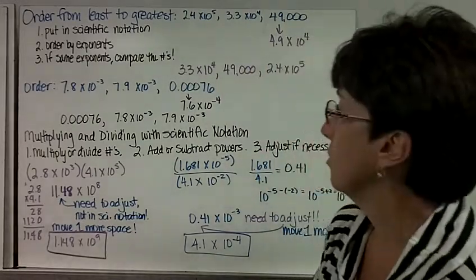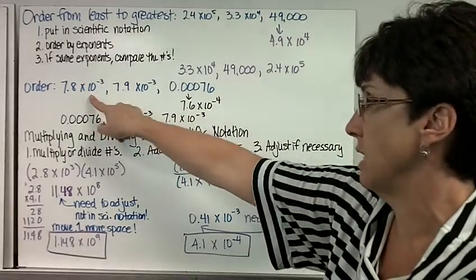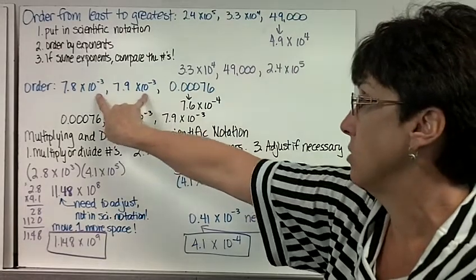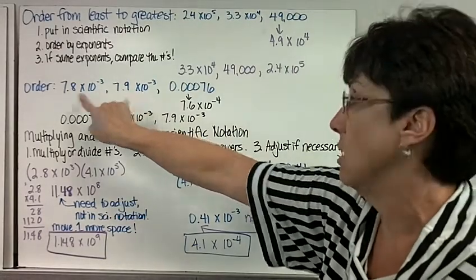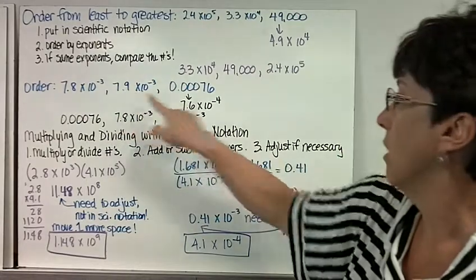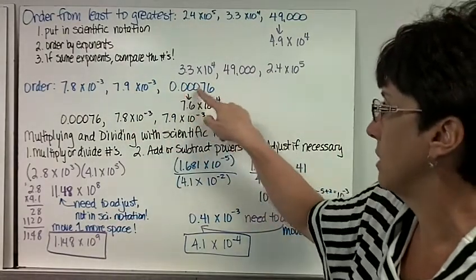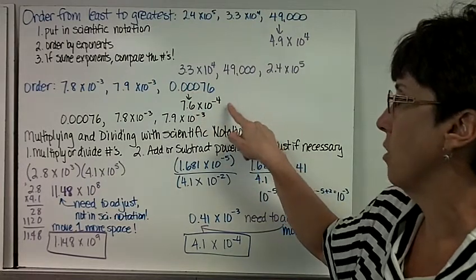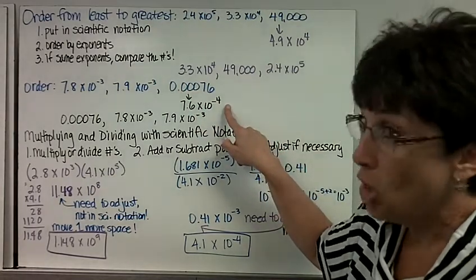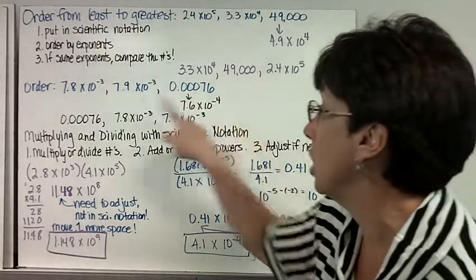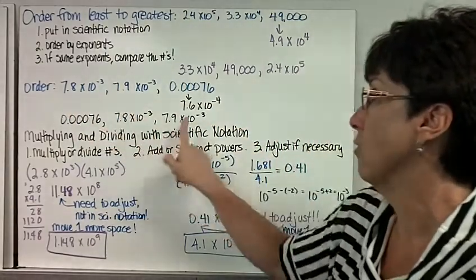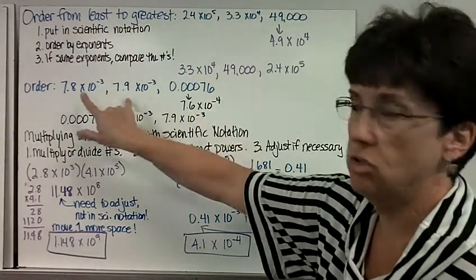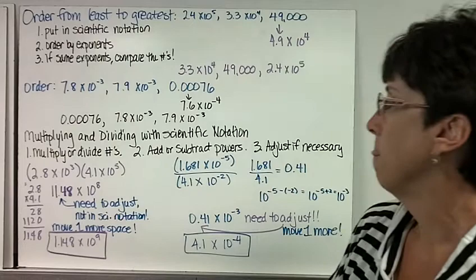Now let's do it with negative exponents. 7.8 times 10 to the negative 3, 7.9 times 10 to the negative 3. Hey, the negative 3's are the same, so compare your digits. What's smaller? 7.8, so it's the smallest one. And then this, so I move it over 4 places. 7.6 times 10 to the negative 4. Negative 4 is smaller than negative 3, so this is my smallest number, then 7.8, then 7.9. Okay, that's pretty easy ordering. Put it in scientific notation. It's much easier than putting it back into standard.